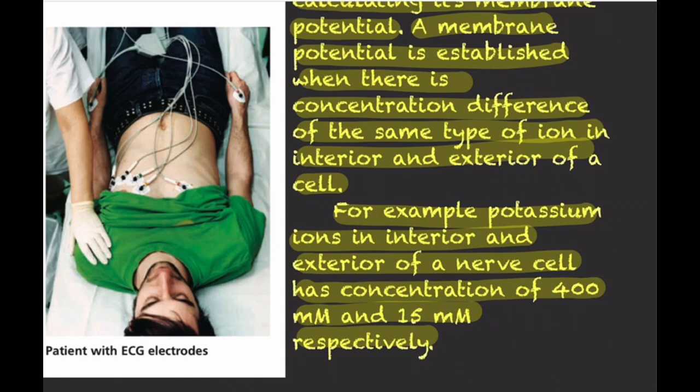So the sudden change in potential is known as action potential, and this action potential produces enough current to be detected by the electrodes placed on the chest, and these electrodes are silver chloride electrodes because they are inert in nature. The amplified signals can be recorded, which is known as electrocardiograph. So this is the application of concentration cell in ECG.